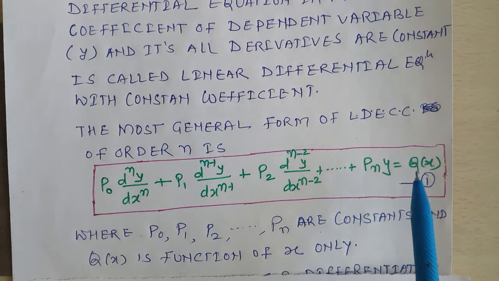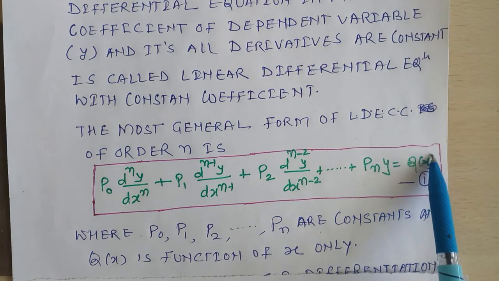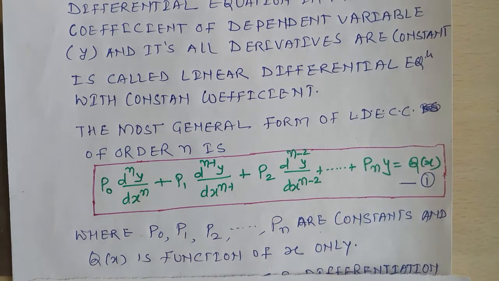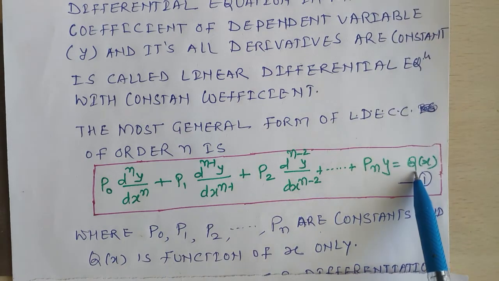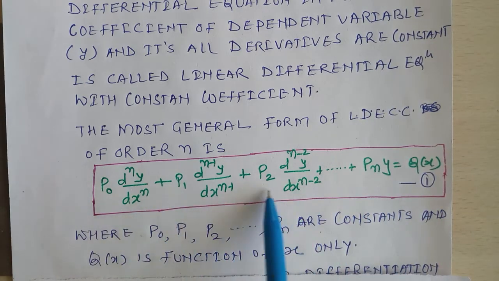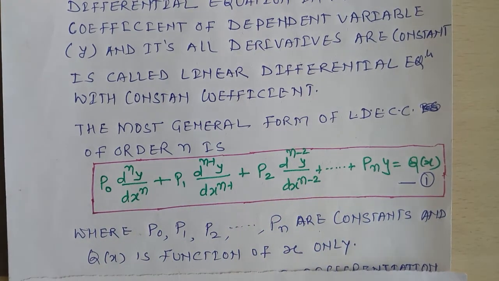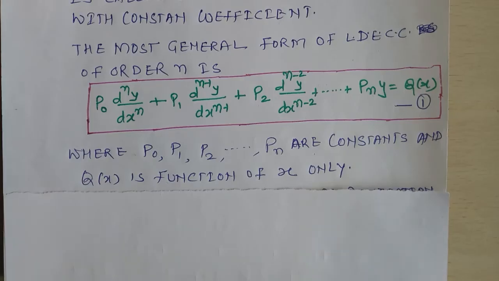For a linear differential equation, this part Qx, the right hand side, which does not contain derivatives, is called the non-homogeneous part of the differential equation. And the left hand side, which consists of derivatives and the dependent variable, is called the homogeneous part of the differential equation.